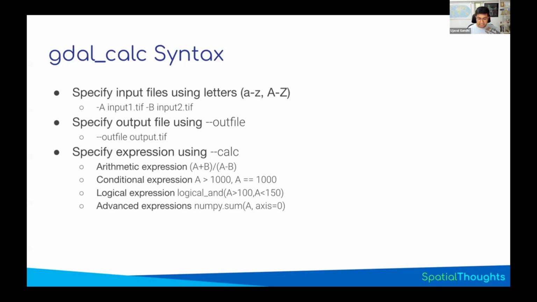And typically in numpy, you need to specify the axis. Axis 0 allows you to sum values from different bands of that raster. And all the creation options that we've learned, all the compression, etc., will be used by -co.